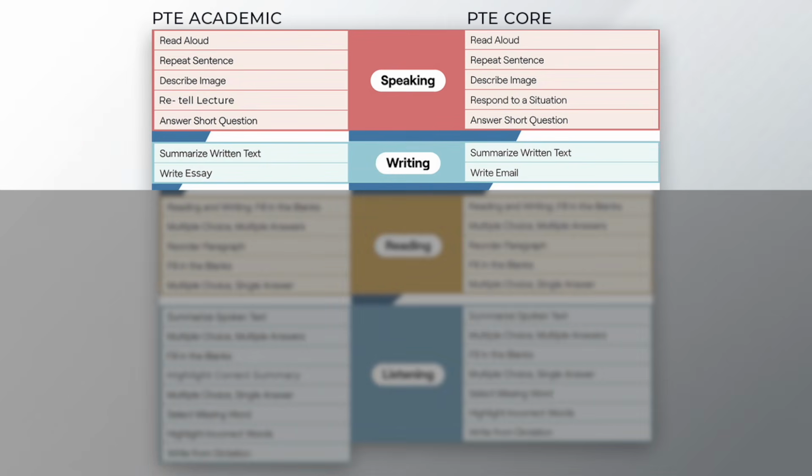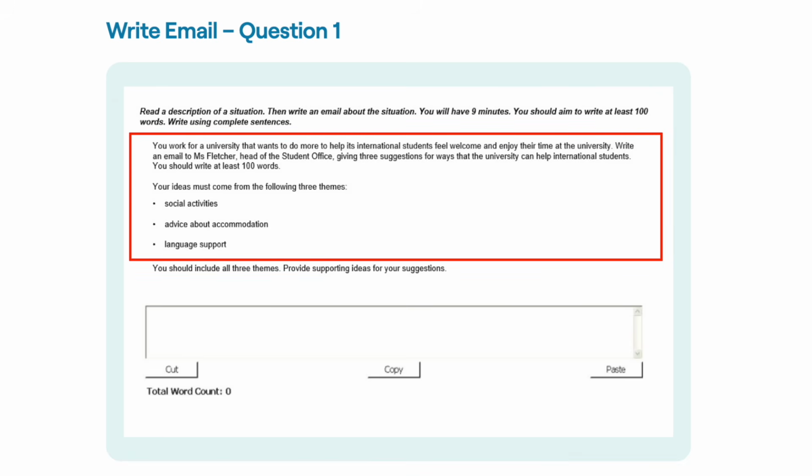In PTE Academic, for the writing, you have a summarized written task and an essay writing. But in the PTE Core, the essay writing is replaced with email writing. Here is an example of how the email writing could happen. You are given a situation, and the situation also has 3 subpoints mentioned in that. You are required to write an email using the 3 subpoints given in the situation.